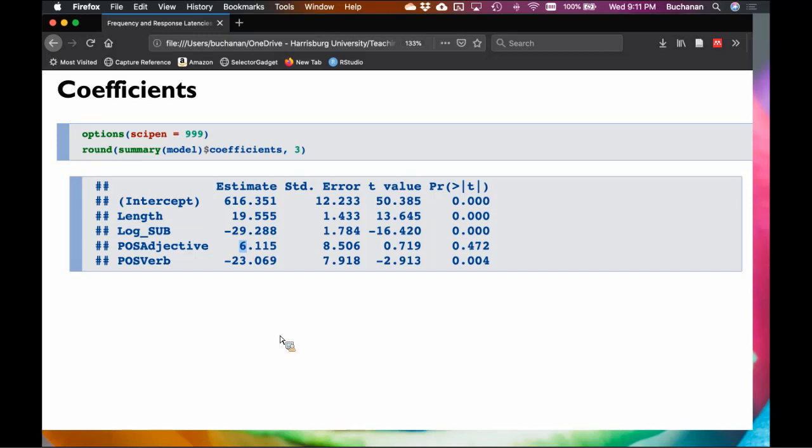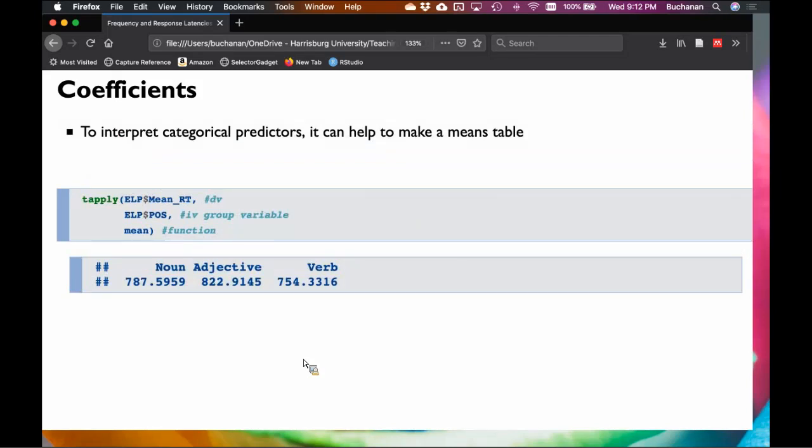Adjectives and nouns are approximately the same. So here's that interpretation of a categorical variable. We have adjective, noun, and verb, and noun never appears because it's the comparison group. The one that doesn't show up is the zero category, our control group. So this is the difference in their means, given all these other variables in the equation. They're about 6 milliseconds different, which is not significant, and verbs and nouns are about 23 milliseconds different, which is significant. Now, to interpret these predictors, you can sometimes just print them out. I really need to update these notes a little bit, but it can help me understand what's happening by using a means table.